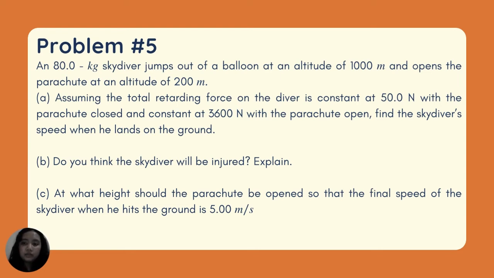An 80-kilogram skydiver jumps out of a balloon at an altitude of 1,000 meters and opens the parachute at an altitude of 200 meters. A. Assuming the total retarding force on the diver is constant at 50 newtons with the parachute closed and constant at 3,600 newtons with the parachute open, find the skydiver's speed when he lands on the ground. B. Do you think the skydiver will be injured? Explain. And C. At what height should the parachute be opened so that the final speed of the skydiver when he hits the ground is 5 meters per second?